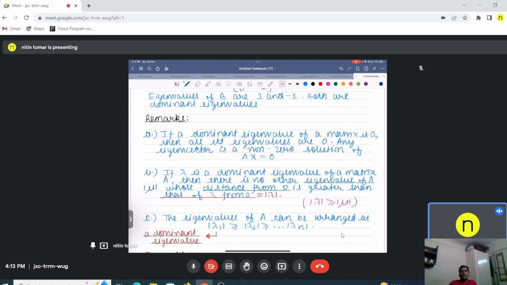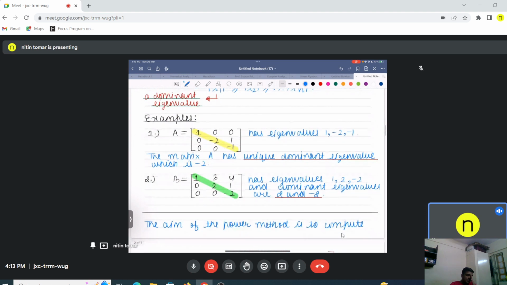Secondly, if lambda is a dominant eigenvalue of a matrix A, then all other eigenvalues will have distance from 0 not greater than that of lambda from 0. This is just some fancy language used here, but it follows from the definition because the distance of a point from 0 is nothing but the modulus of that point. With this concept in mind, we can arrange the eigenvalues in decreasing order, and the first eigenvalue will be a dominant eigenvalue.